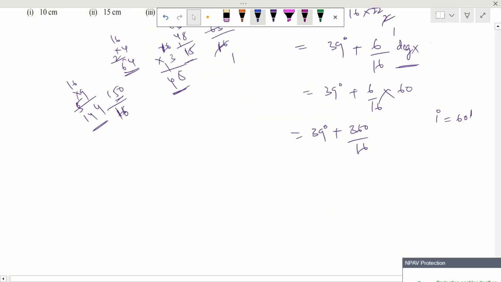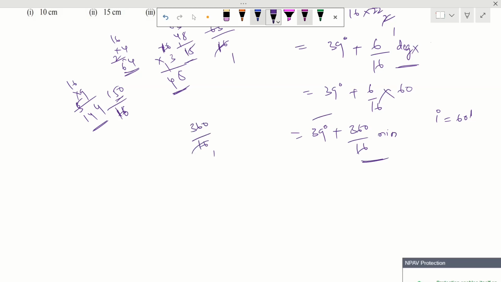Then again we have to divide this. The first term is in degree and the second term is minute. 360 divided by 16 we have to do. 16 ones are 16. 16 twos are 32. 4 remains. 40. 16 threes is 48. 16 twos is 32, means here 8 remains. 8 by 16 remains.